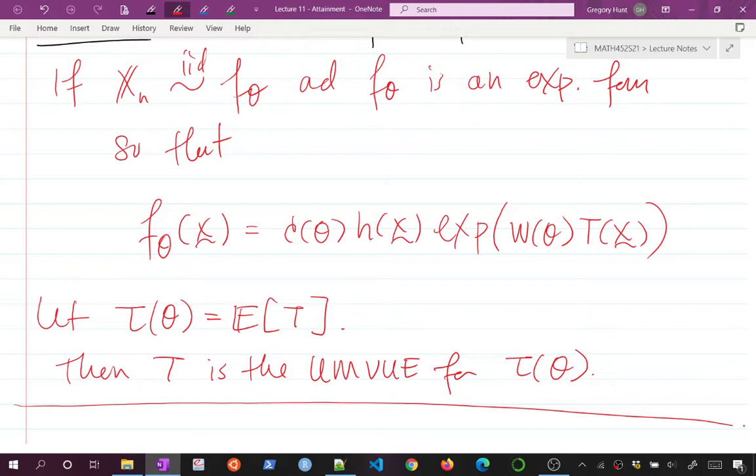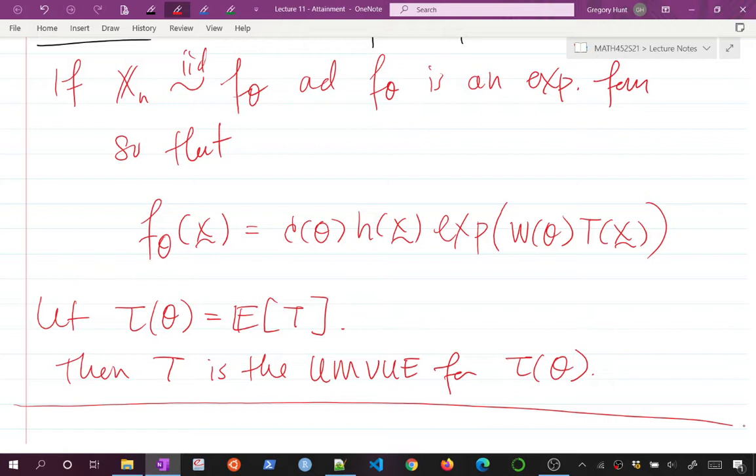And I say, okay, the t is unbiased for only one quantity, whatever its expectation is. So t is unbiased for something: theta squared, e to the theta, hyperbolic tangent of theta, whatever it is. It's unbiased for something. It is the UMVUE for whatever it is unbiased for. So it's an unbiased estimator.